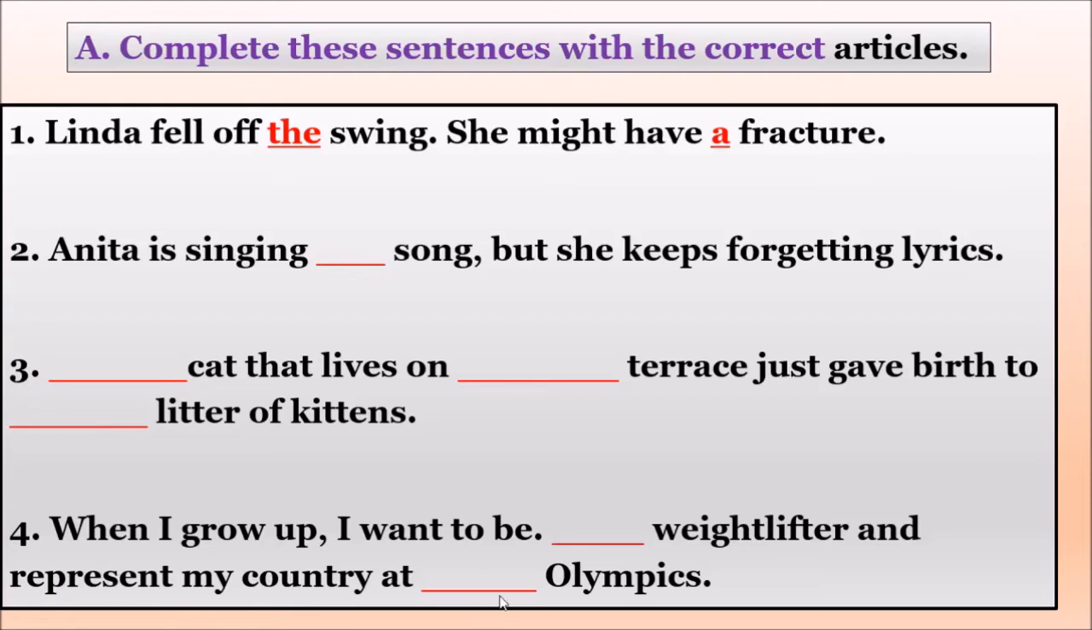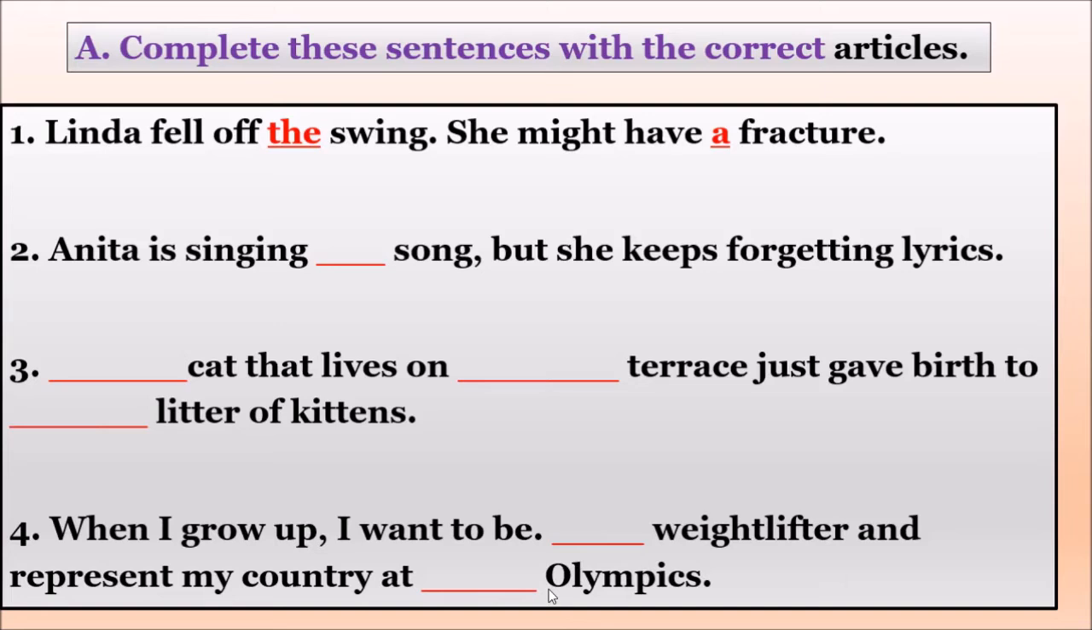When I grow up, I want to be a weightlifter, because weightlifter is a profession among a group of professions. So here we have to use "a", and "an" will not come because the first word starts with a consonant. When I grow up, I want to be a weightlifter and represent my country at the Olympics.